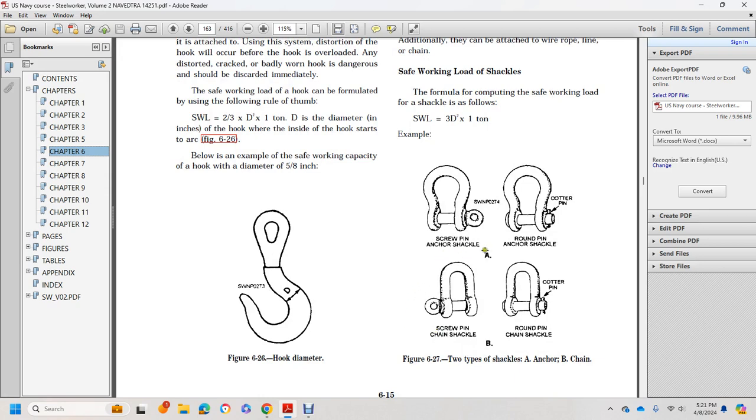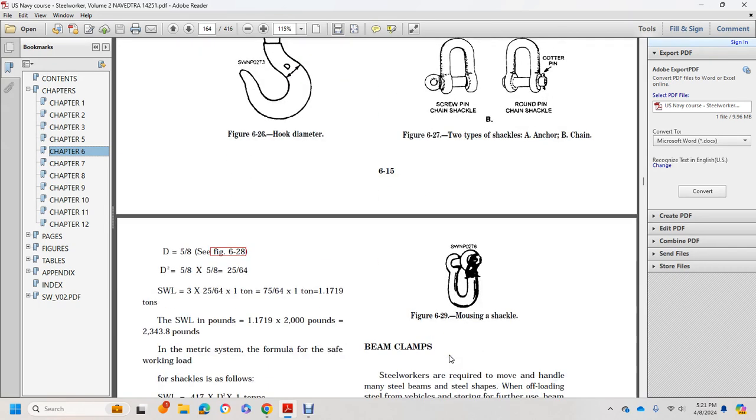Screw pin anchor shackle, round pin anchor shackle with a cotter pin, screw pin chain shackle, round pin chain shackle with a cotter pin. Diameter 5/8 of an inch, 5/8 of an inch squared times 2564. Safe working load: 3 times 12, 2564 times 1 ton gives you 1.1719 tons. The safe working load of 1.71 tons is about 2,334 pounds.